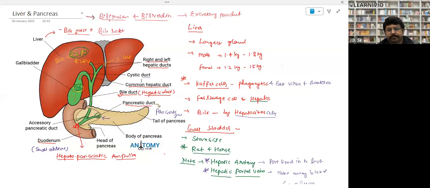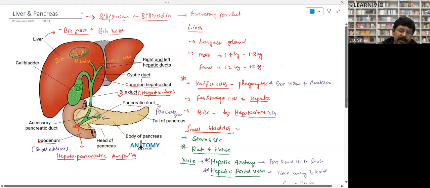Next point. Liver also have fat storage cells and Kupffer cells. Full stop. Kupffer cells are phagocytic cells. They eat bacteria and virus.